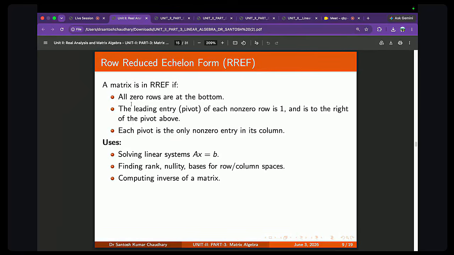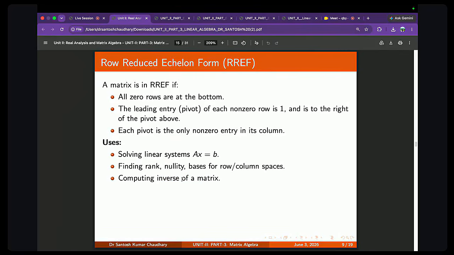So what is the use of this? This is used to find rank. This is used to solve systems of linear equations. So solving systems of linear equations, it will be used. Finding rank, it will be used. Finding nullity, finding basis, and computing the inverse of a matrix. So this can be used.